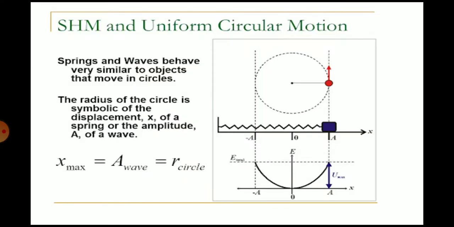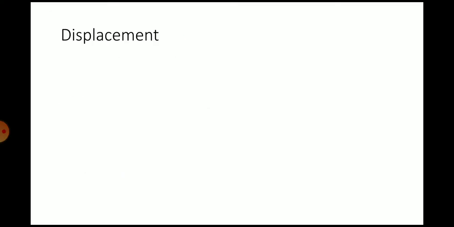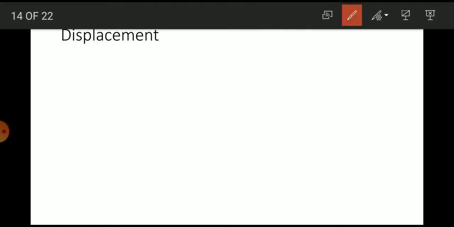So this is the motion: simple harmonic motion and uniform circular motion. Springs and waves behave very similarly to objects that move in a circle. The radius of the circle is symbolic of the displacement. Now first we will do displacement. Displacement is the maximum distance from the equilibrium position.